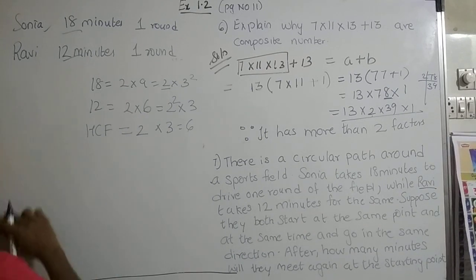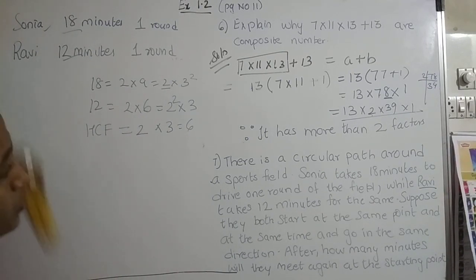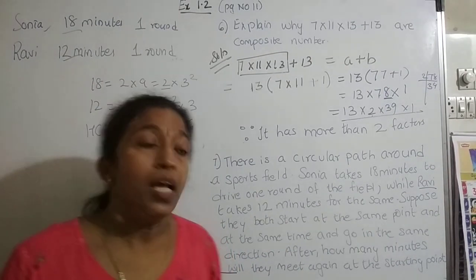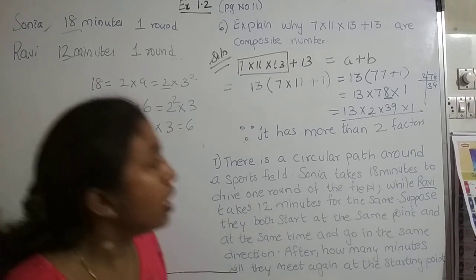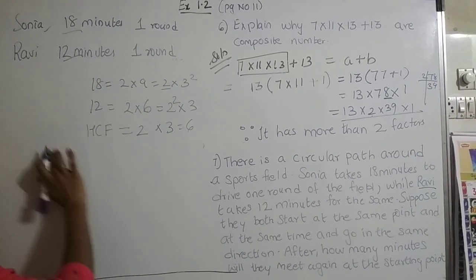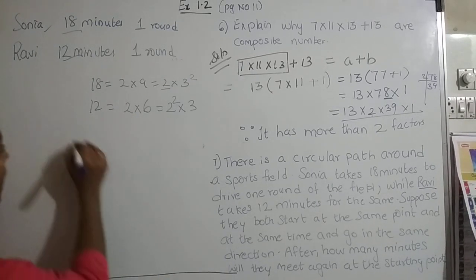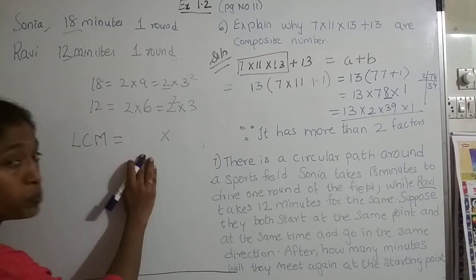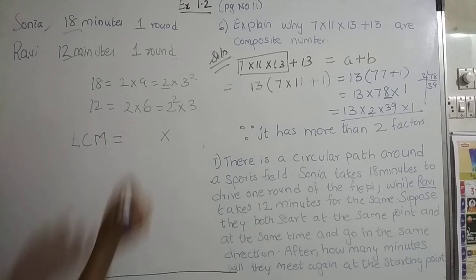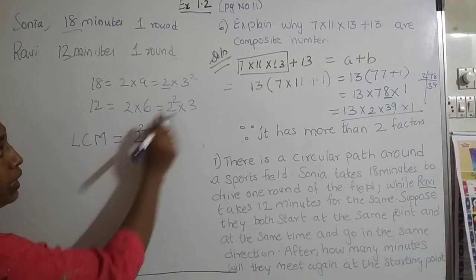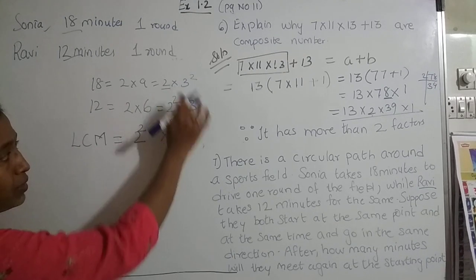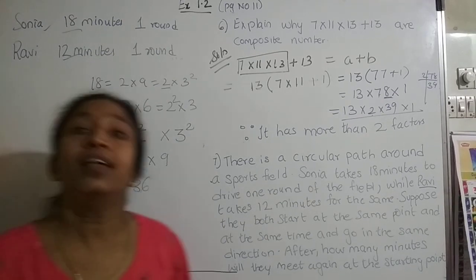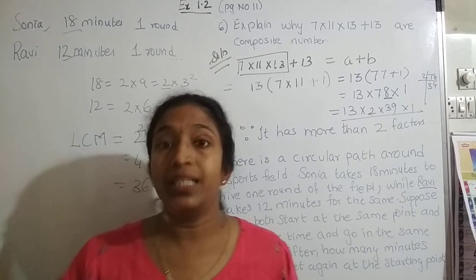So in this case, you write the time taken by Sonia to complete one round, 18 minutes, and the time taken by Ravi to complete one round, 12 minutes. Therefore, the time when they will meet together is the LCM of 18 and 12. You write them in the form of prime factorization, then find the LCM. I'll give you the steps in notes. The LCM is the product of the greatest power of each prime factor involved. The greatest power of 2 is 2 square, and the greatest power of 3 is 3 square. So 4 into 9 is 36. We have already seen this. So they will take 36 minutes to meet again.